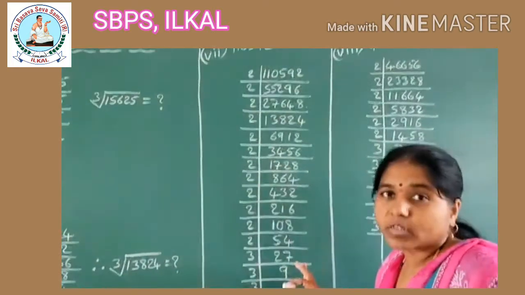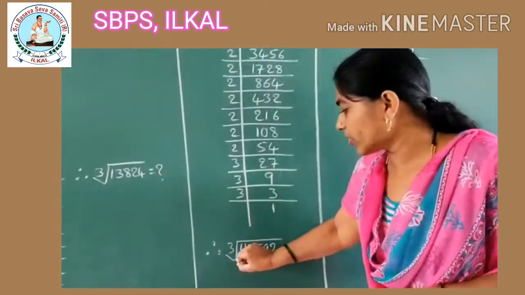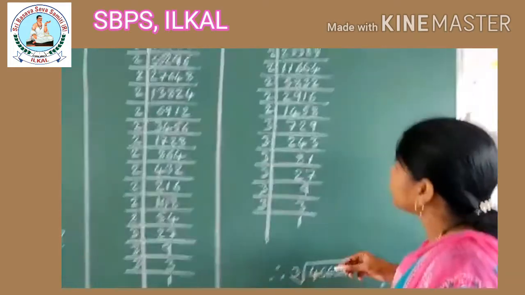Many prime factors you got, children. Write neatly, arrange it properly. 3 groups you do, and then find the cube root of the given number. Next one.